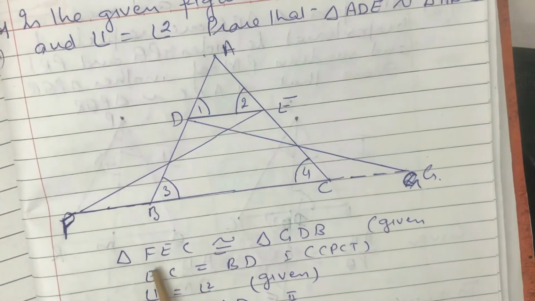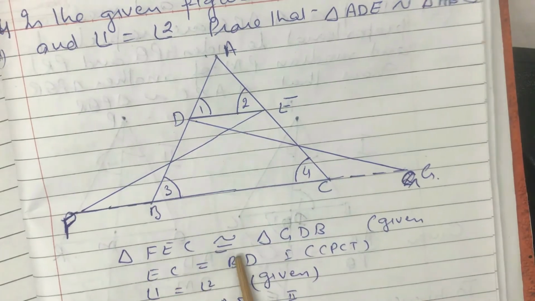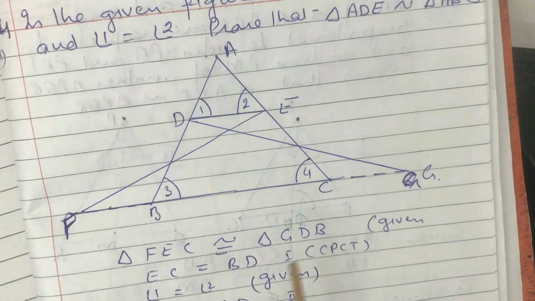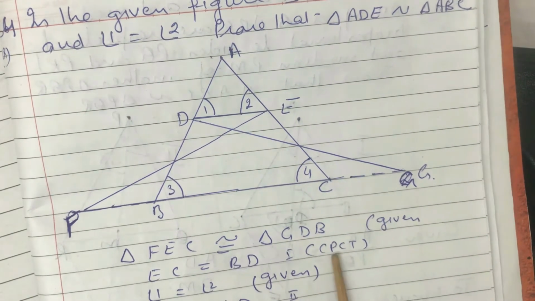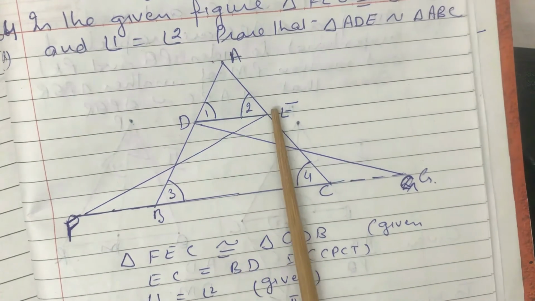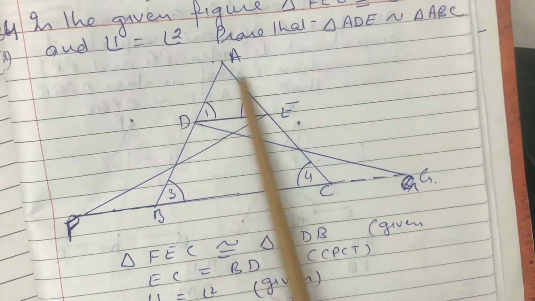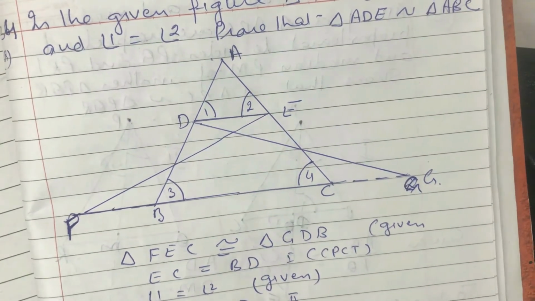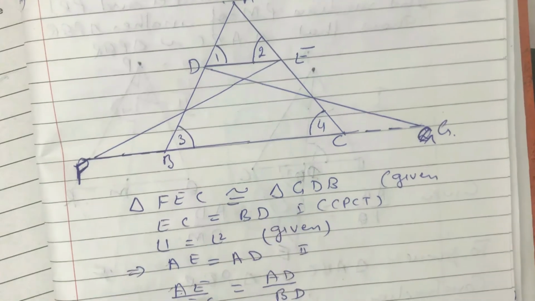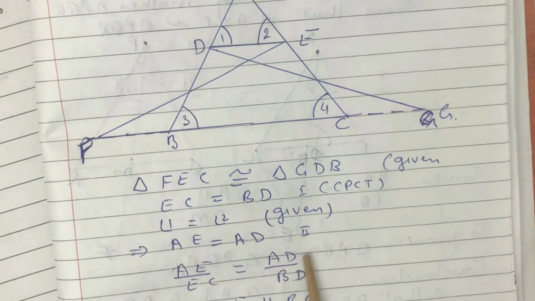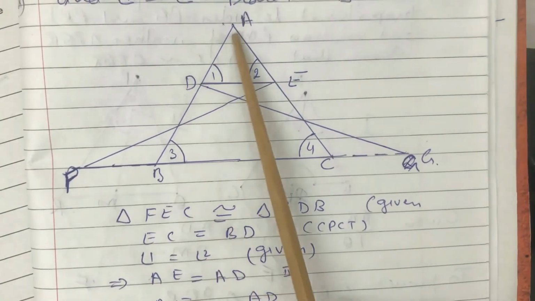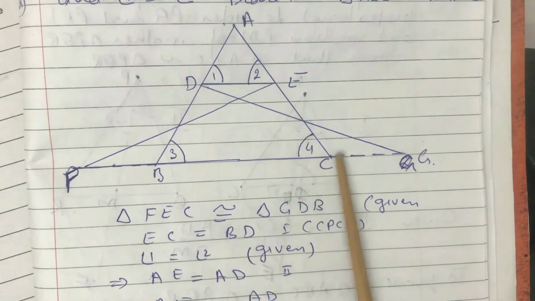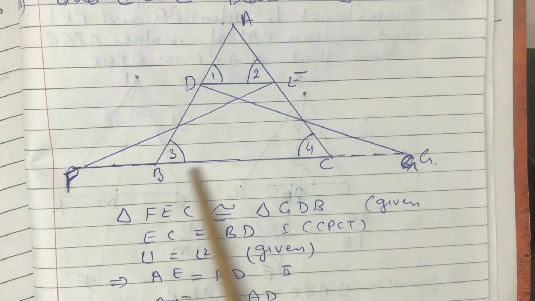Now see, triangle FEC is congruent to triangle GDB. So this line is equal to this line by CPCT. Moreover, angle 1 is equal to angle 2. It means AD is equal to AE. Divide these two lines. You will have AE upon EC is equal to AD upon BD. If AD upon DB is equal to AE upon EC, it means DE is parallel to BC.